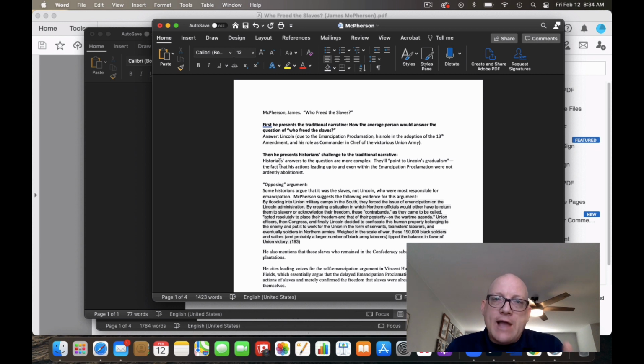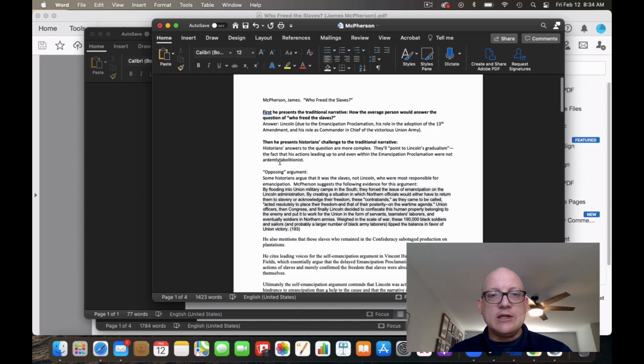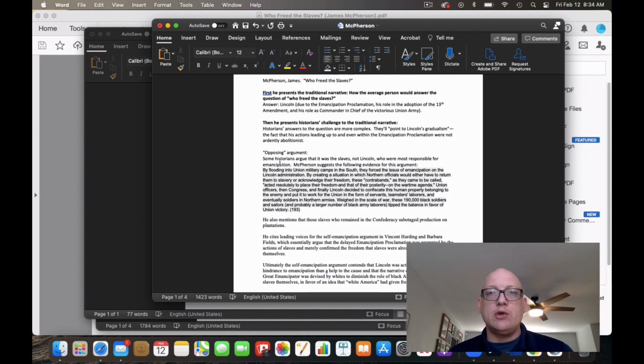All right, so he's now introducing the reader to some of the debate that's going on, right? This is exactly why we're looking at this question and looking at these sources, to analyze these various arguments, analyze the debate around this question of who freed the slaves and synthesize that information in an essay, all right? So this is what McPherson's doing. He's introducing you, the reader, to the debate.